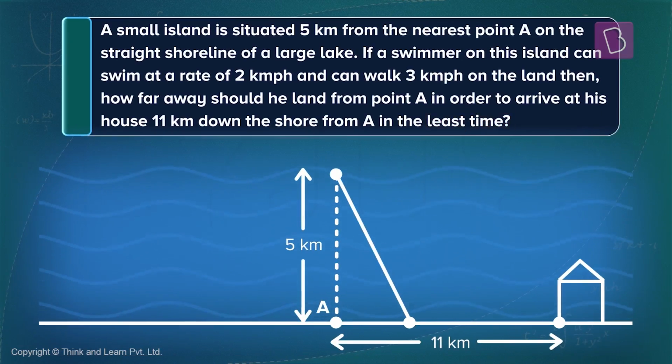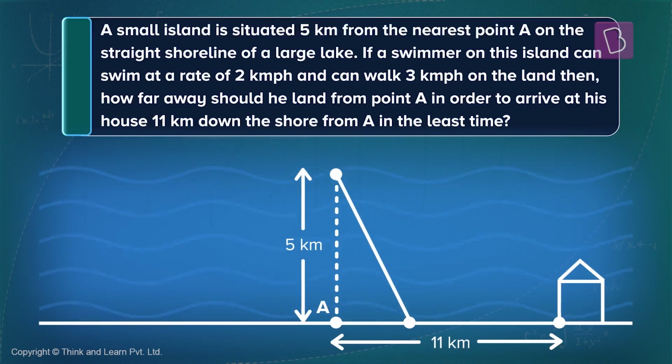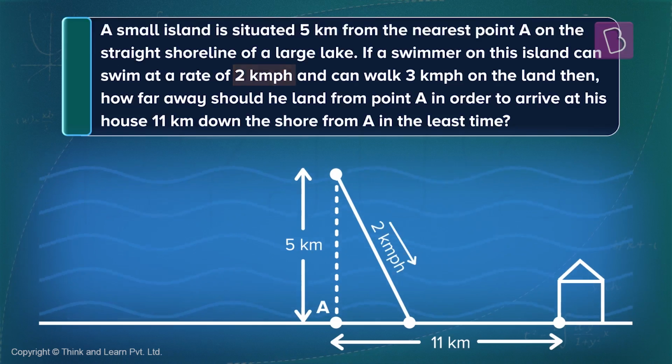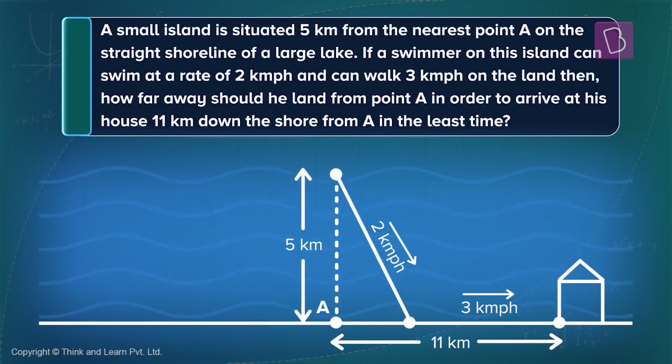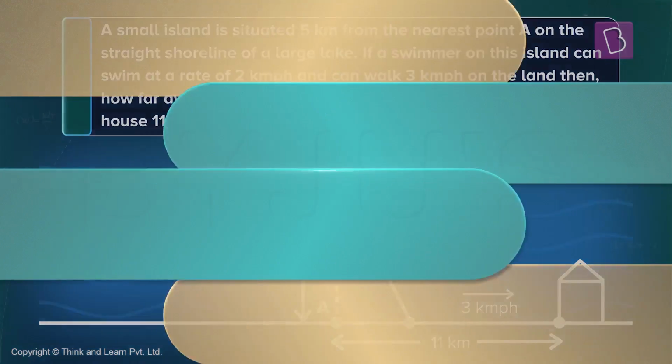There is a little more information. Of course, we need to know what is his speed. He has different speeds on water and land. He swims at a speed of 2 kilometers per hour and walks at a speed of 3 kilometers per hour. So based on all these things, we have to optimize the amount of swimming he does and the amount of walking he does so that he reaches his home fastest from the island.